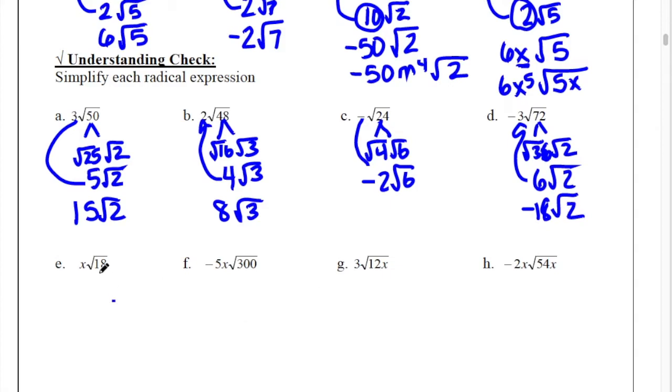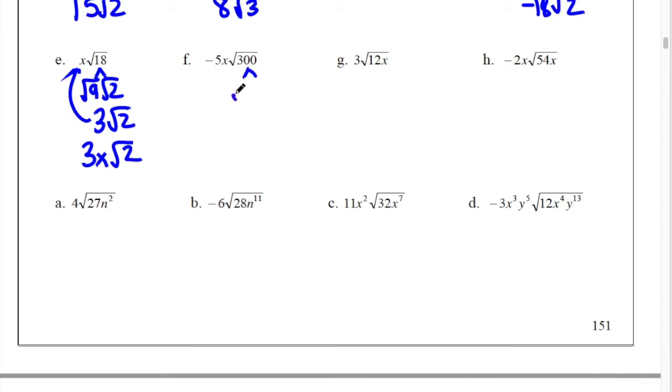The square root of 18 is 9 and 2, which is 3 root 2. The coefficient x there gets combined to be 3x root 2. For 300, the square root of 300 is 100 times 3, which is 10 root 3. 10 times negative 5x is negative 50x root 3.